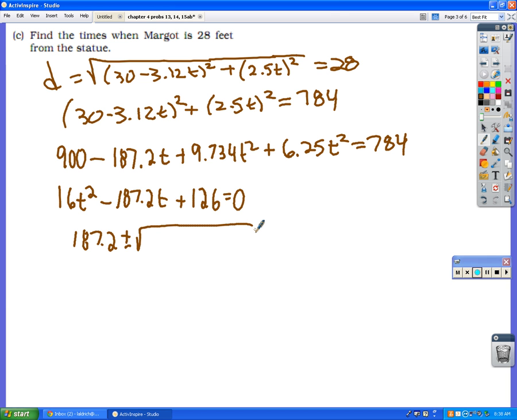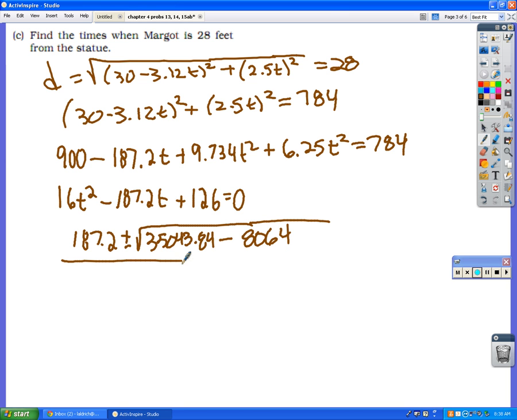Emily, can you give me a calculator? 187.2 squared. Should we do that by hand also? 35,004.82. Okay, so that's b squared minus 4 times a times c, yes? 4 times 16 times 126, 8,064.